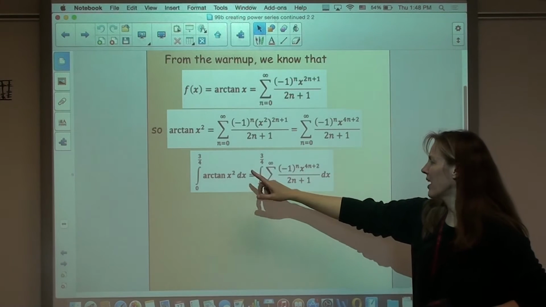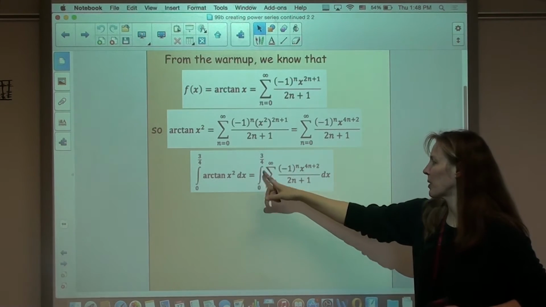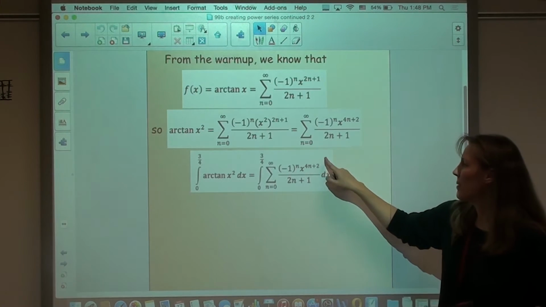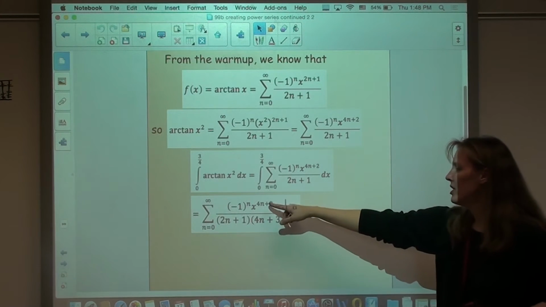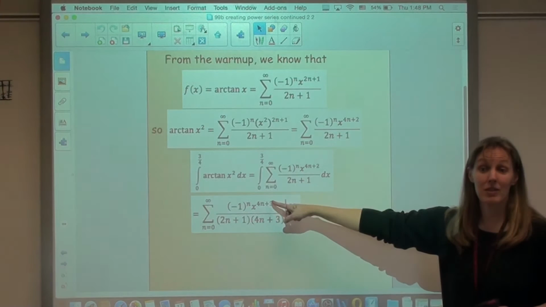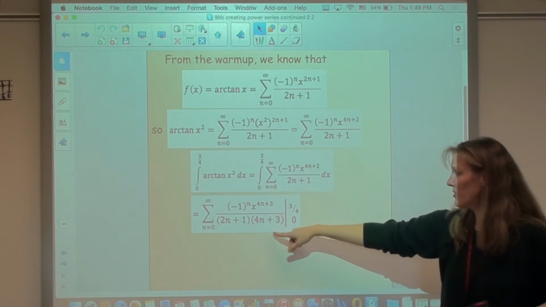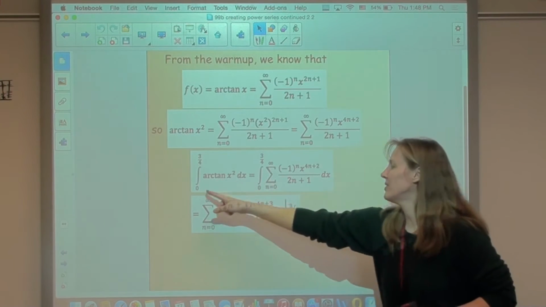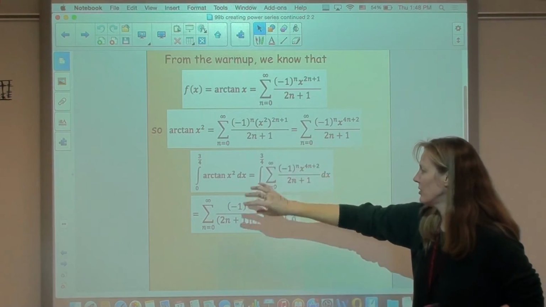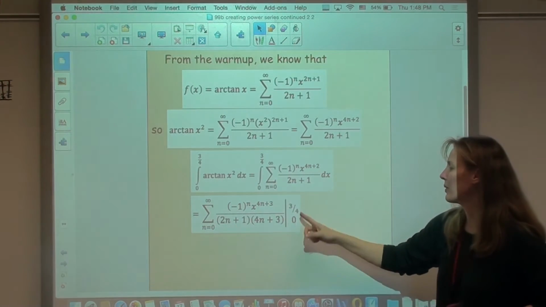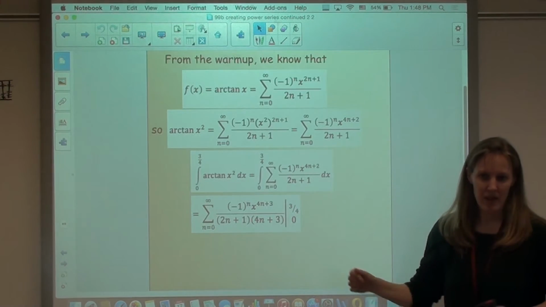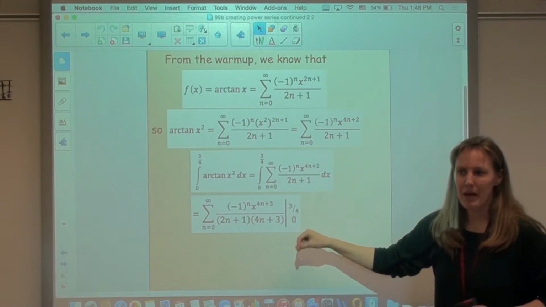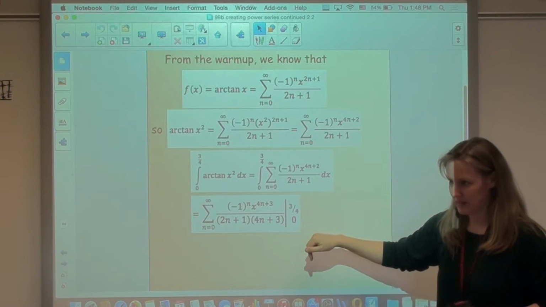So I just rewrote the problem. Now we have the integral from 0 to 3/4 of this. Add 1 to the power, divide by the new power. Your new power is 4n plus 3, so we divide by 4n plus 3. So now we have the integral of this is this, and we want to evaluate it from 0 to 3/4. So you literally plug a 3/4 in for x, minus plug in a 0 for x.